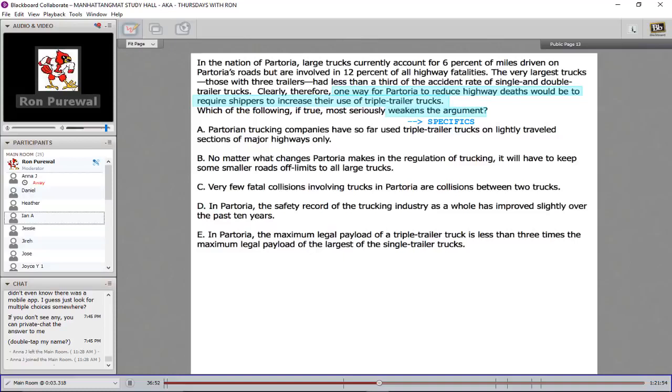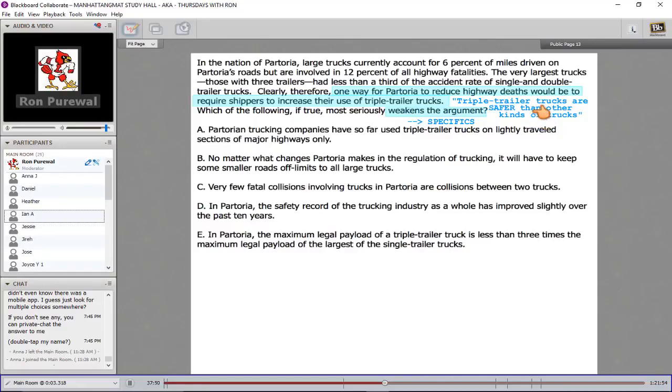So what they're saying, in other words, is that trucks with three trailers, triple trailer trucks, are extra safe. They're safer than other kinds of trucks. I mean, that's what they're saying, right? One way to reduce highway deaths is to use more of these trucks. So give me a smiley face if that makes sense. The ultimate point of this argument is that those trucks are the safest trucks. Okay, so, how are they arguing that?